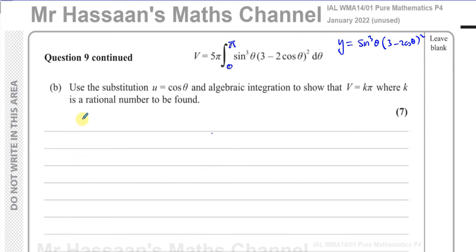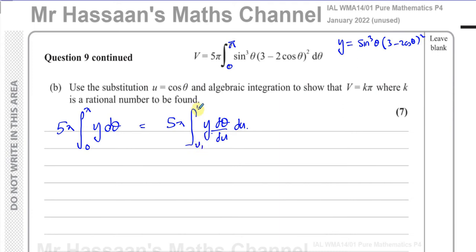So what we're trying to do is to find 5 pi times the integral of y d theta. But we introduced a third parameter, which is u. So it's 5 pi, with the limits of theta between 0 and pi. We want to introduce a third variable, u, so we write y d theta du du. Now these have to be in terms of u, so I'll call the limits u1 and u2. We have to change the limits in terms of u, and we know that u is equal to cosine theta.